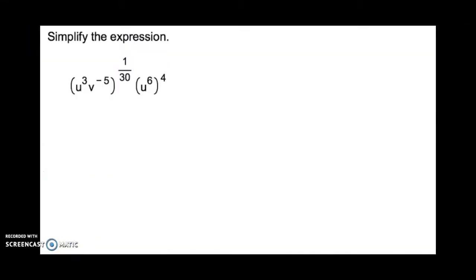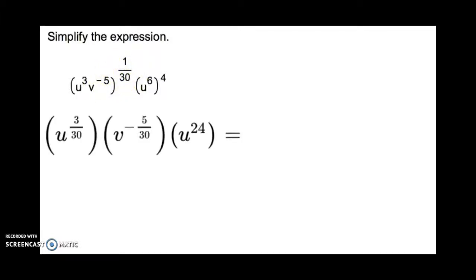Okay, so first thing I'm going to do is raise all of this to this exponent and then raise this to this exponent. So when I raise a variable with an exponent to an exponent, I have to multiply them together. So I'm going to multiply 3 times 1 over 30 and negative 5 times 1 over 30. 3 times 1 over 30 is 3 over 30, and negative 5 times 1 over 30 is negative 5 over 30. You multiply these 2 to 1 basically, and you'll get that number over top the other. 6 times 4 gives me 24.